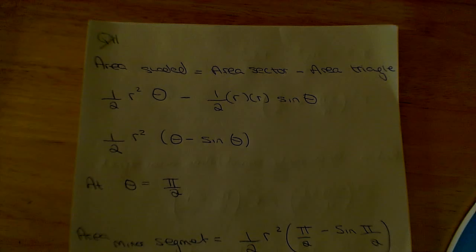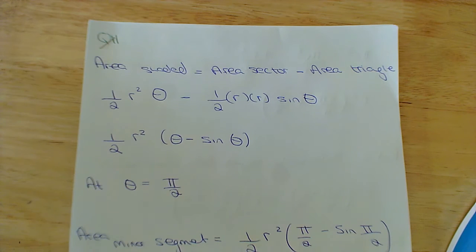This is the first question, question 11. It asks me to derive a formula in terms of r and theta radians for the area of the minor segment under the chord BC, and hence find the ratio of the area of the major segment to the area of the minor segment subtended by the angle of pi over 2 radians.